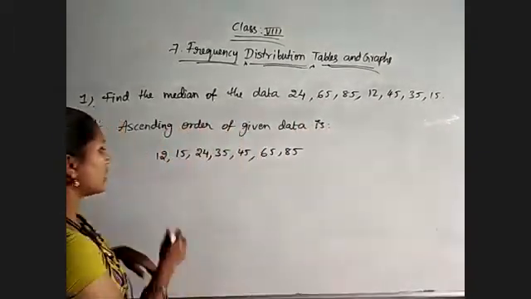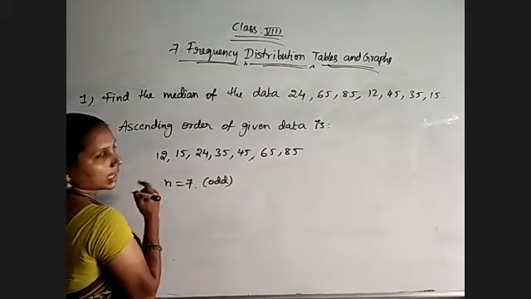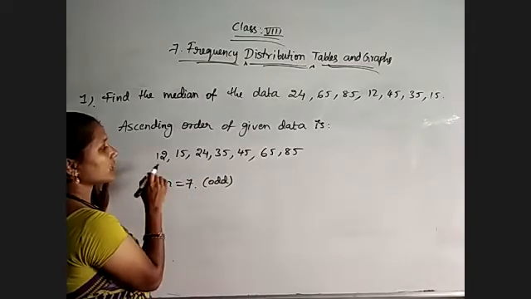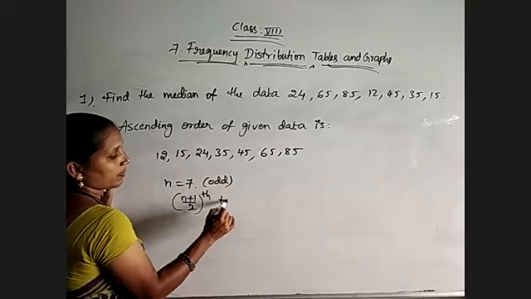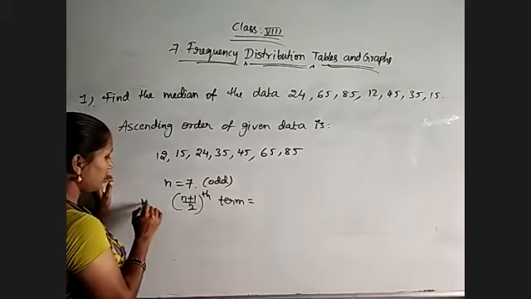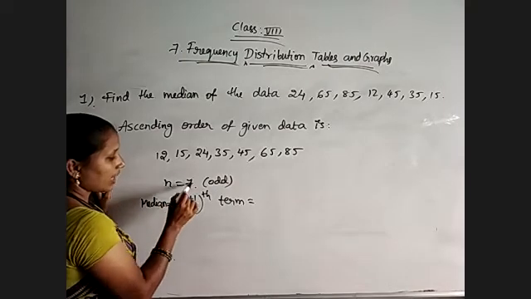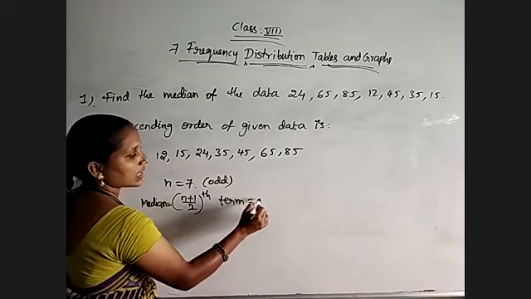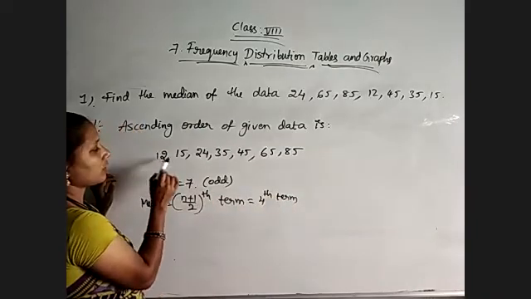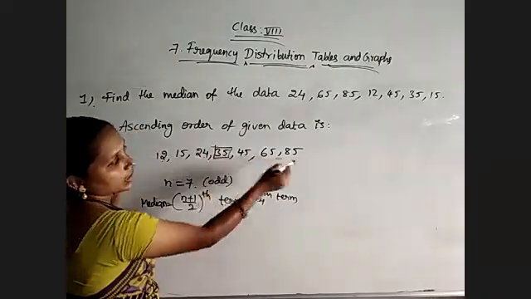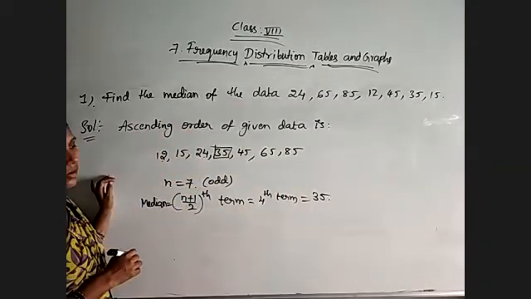Because n is odd, n equal to 7 only. Number of observations is odd. In that case, only one mid value we will get, which is the n plus 1 by 2 term, equal to the median of the given data. N value is 7, so 7 plus 1 is 8 by 2, fourth term. What is the fourth term? 1, 2, 3, 4: 35. So median of the data is equal to 35. That's all.